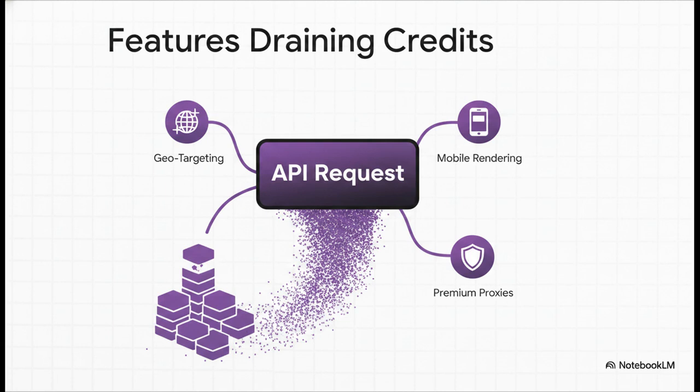If you want to use a premium residential proxy network to avoid getting blocked, that might cost extra credits. Need specific geographic targeting? Extra credits. Want mobile rendering or specialized news searches? Extra credits. The absolutely crucial point here is this: if a plan advertises 1 million credits, but your specific type of advanced search consumes 10 credits per request, you actually only bought 100,000 requests. See how fast that budget vanishes?